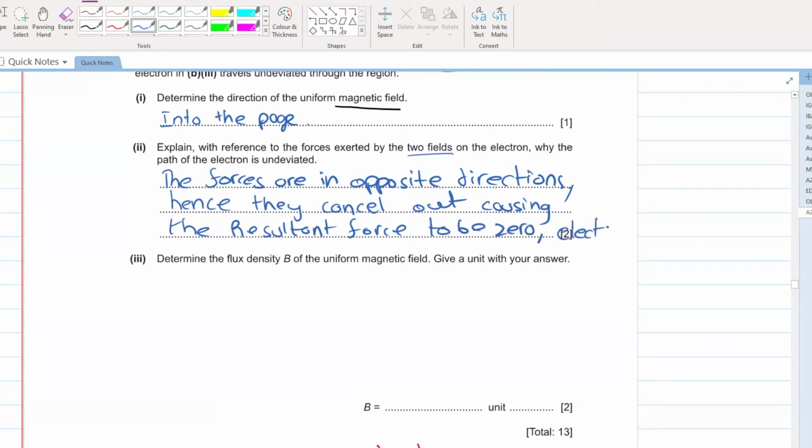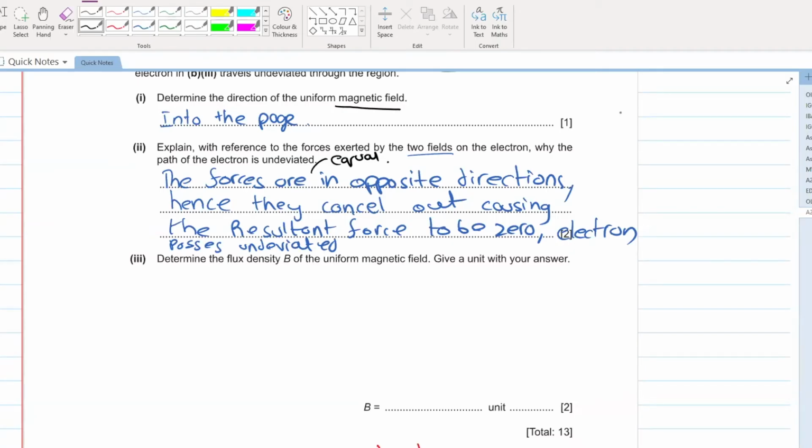Electron passes undeviated. Simple. And if you are a really good student, you can also write equal here. Opposite and equal. The forces are equal and in opposite direction. Perfect. Let's further move ahead. हाँ, we will use it now.